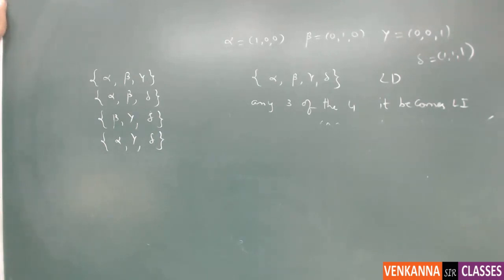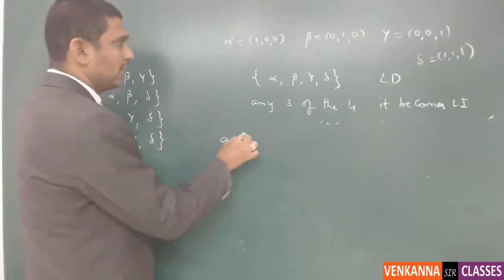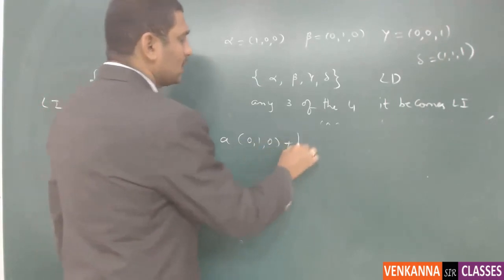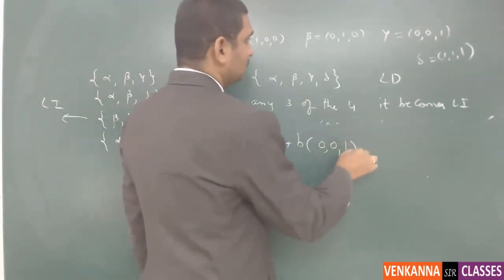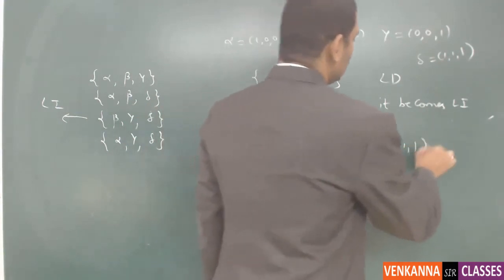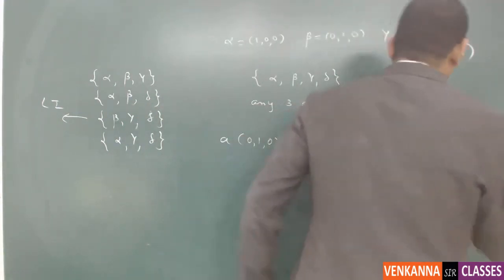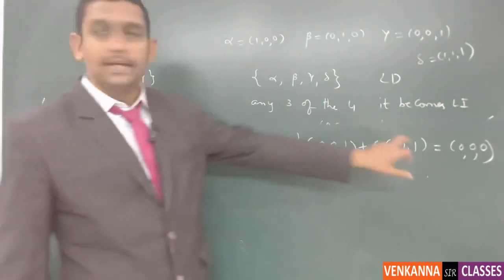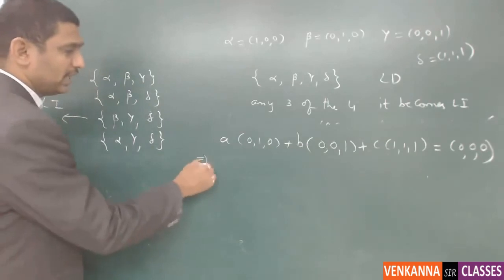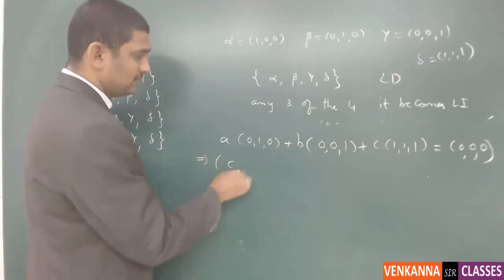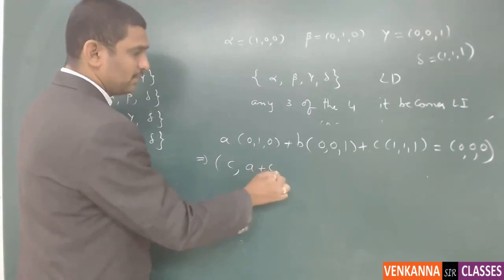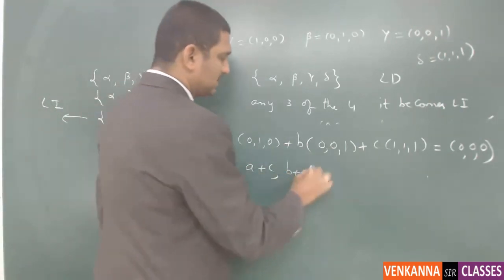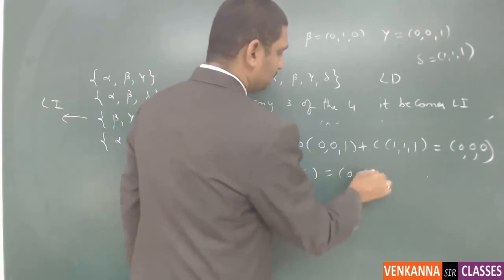Third one. So our task is we need to show this is LI. Let us write the combination first. A into (0, 1, 0) plus B into (0, 0, 1) plus C into (1, 1, 1) is equal to the 0 vector. So beta, gamma, delta. If you sum that up, it will be (C, A plus C, B plus C) equal to (0, 0, 0).